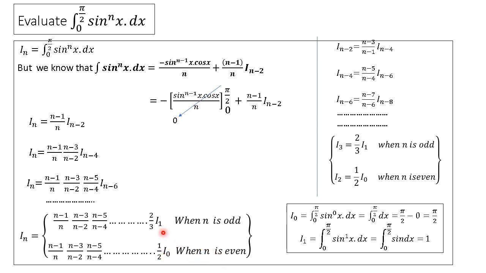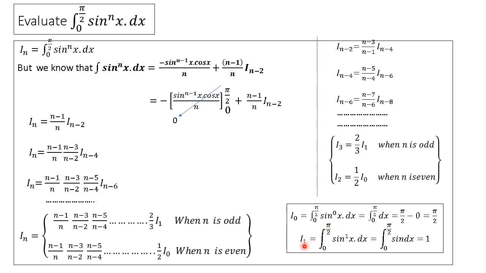Now let us find the I_1 and I_0 values. For I_0, put n equal to 0. I_0 is equal to the integral from 0 to pi by 2 of sine to the power 0 x into dx, isn't it? Sine anything to the power 0, except 0, has value 1, so it is 1 into dx. Now integrate this. Integration of a constant is x. Applying the upper and lower limits, you get pi by 2 minus 0, which is equal to pi by 2.